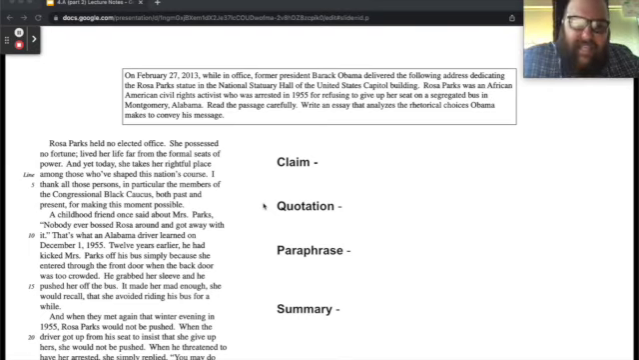12 years earlier, he had kicked Mrs. Parks off his bus simply because she entered through the front door when the back door was too crowded. He grabbed her sleeve and he pushed her off the bus. It made her mad enough, she would recall, that she avoided riding his bus for a while. And when they met again that winter evening in 1955, Rosa Parks would not be pushed. When the driver got up from his seat to insist that she give up hers, she would not be pushed. When he threatened to have her arrested, she simply replied, 'You may do that.' And he did.